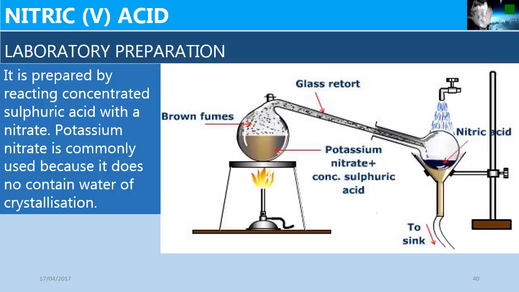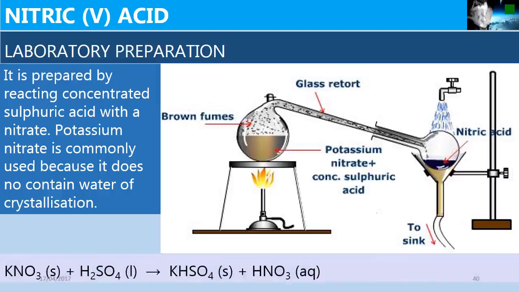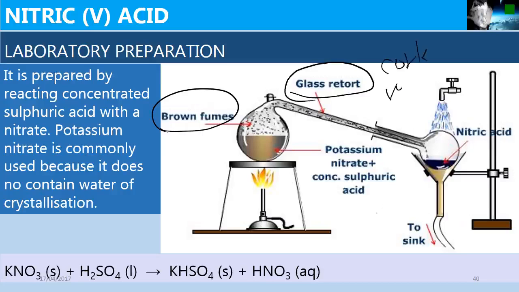When a mixture of potassium nitrate and concentrated sulfuric 6 acid is heated, they react to form nitric acid according to this equation. However, some nitrogen 4 oxide is produced and it appears as brown fumes. It is important to have an all-glass apparatus because nitric 5 acid fumes attack cork, rubber, or any other organic compound.